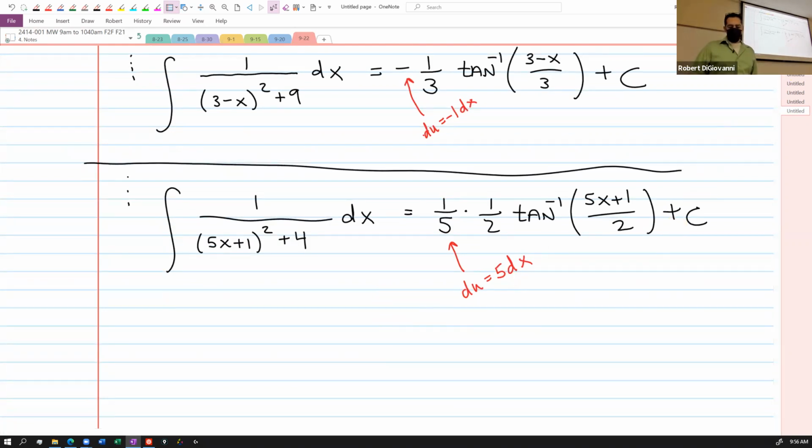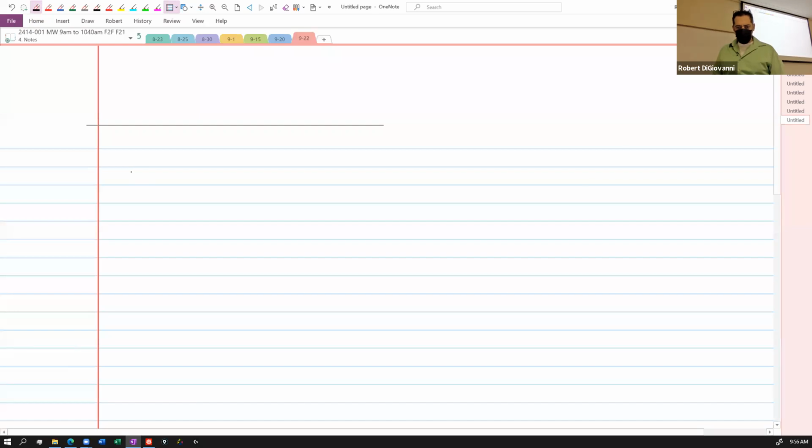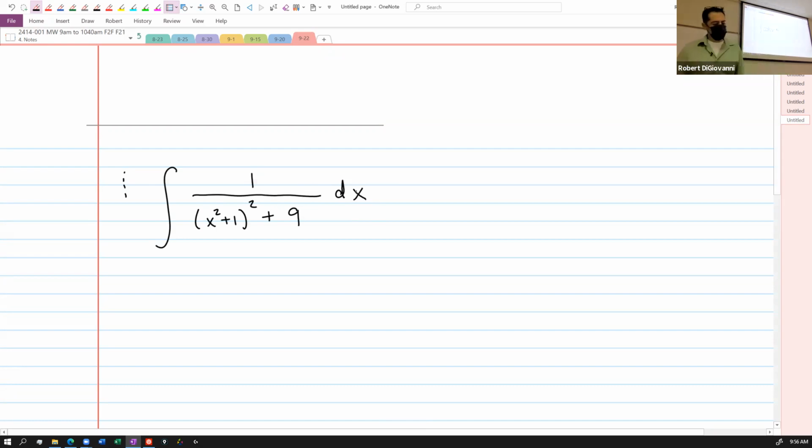All right, one more, promise. Okay, here we go. So what about this? The integral of 1 over x squared plus 1, squared, plus 9, dx. Can we do it here? Seeing a no. Why?